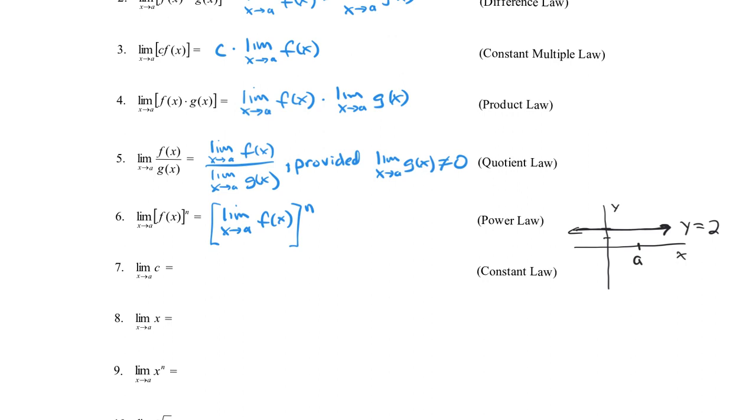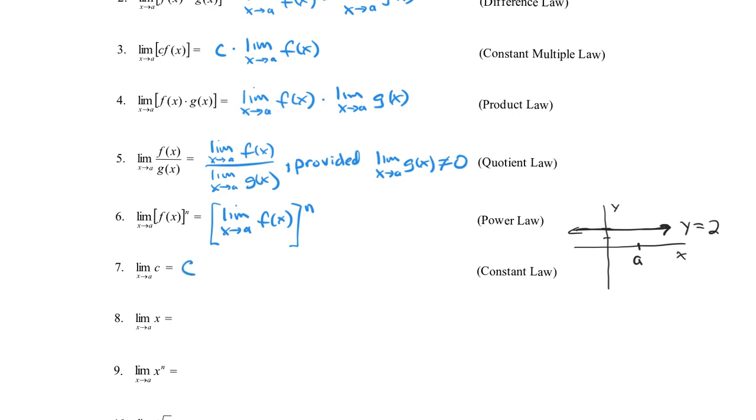Well, this is saying the limit as x approaches a of c is just some constant, so in this case 2. As x approaches a, nothing's happening. This is just 2. So as x approaches a, if this is a constant, it's just going to be a straight line. So the limit, in this case, the limit as x approaches a of 2 is equal to 2. Right? Because as x approaches a, you're just stuck right here at 2. So more generally, we would just say that this is equal to c.